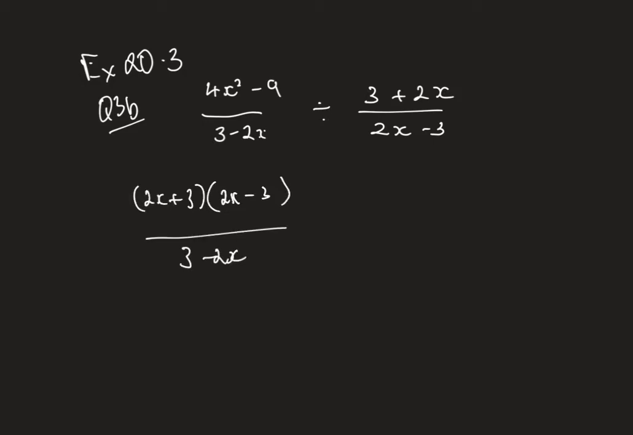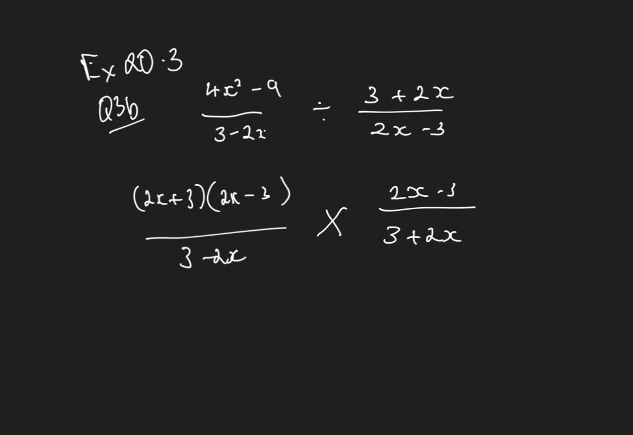Take away 2x. You can't divide by a fraction. You need to change it to a times and flip that upside down. So we'll have times 2x minus 3 over 3 plus 2x.